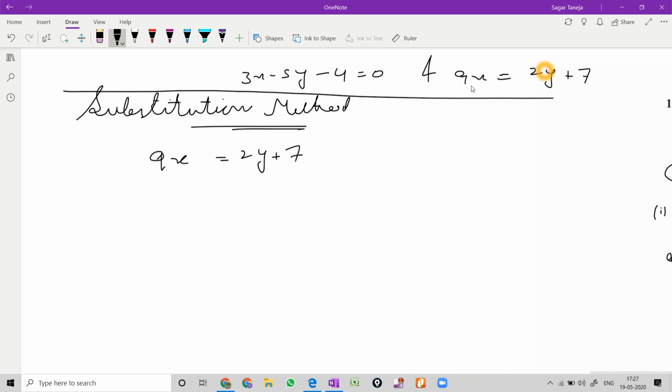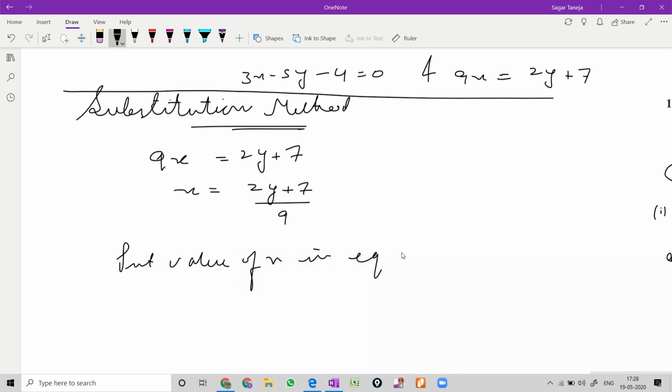So 9x is equal to 2y plus 7. Just bring this 9 this side. So in this way we have to find the value of x. Okay. Put the value of x in equation 1. Let it be equation 1 and let it be equation 2. Put the value of x in equation 1, because we have used equation 2 here. From equation 2 we have to find the value of x. That's why this value of x we have to put now in equation 1.